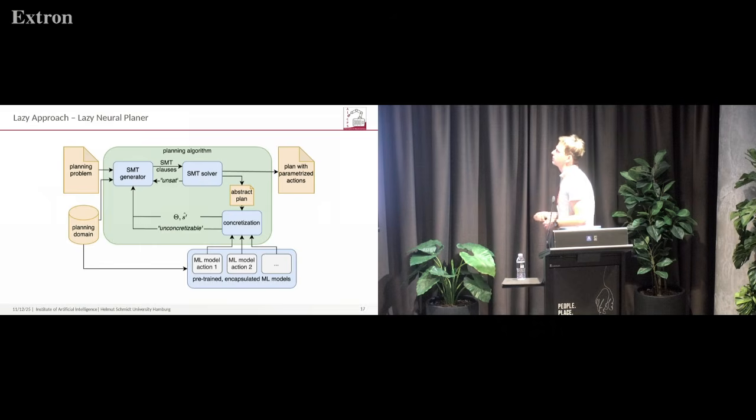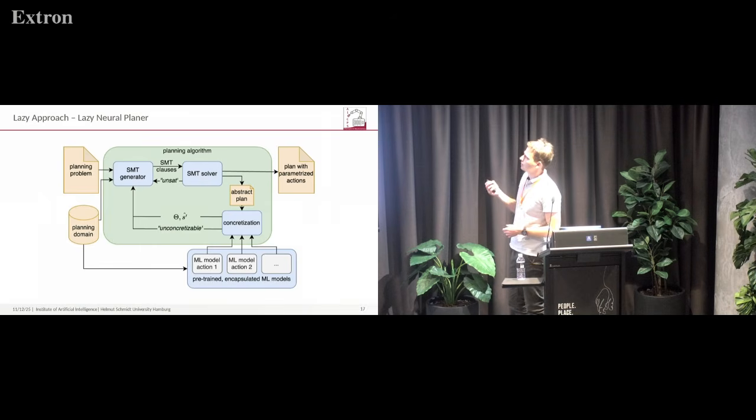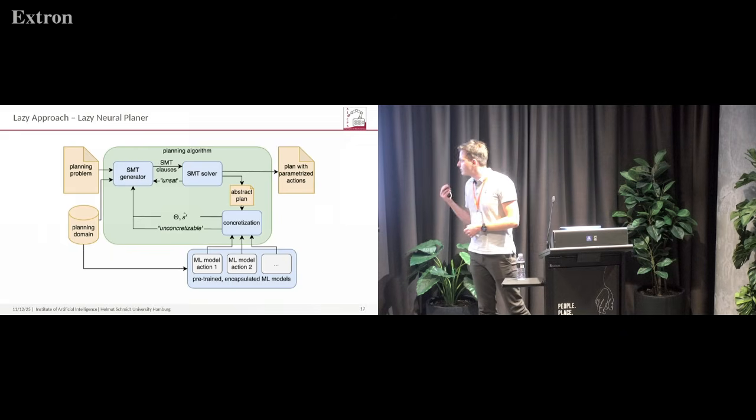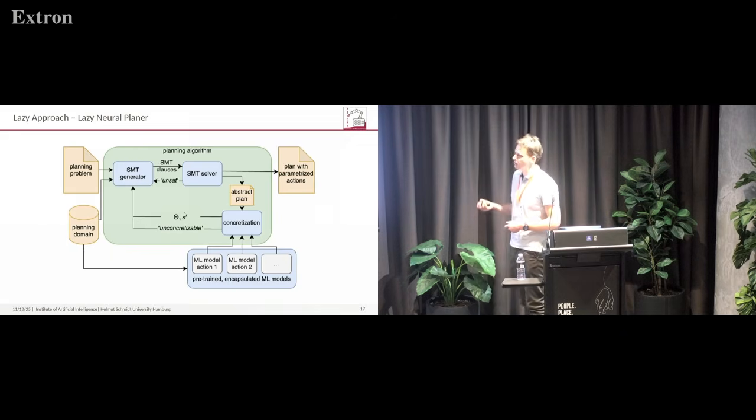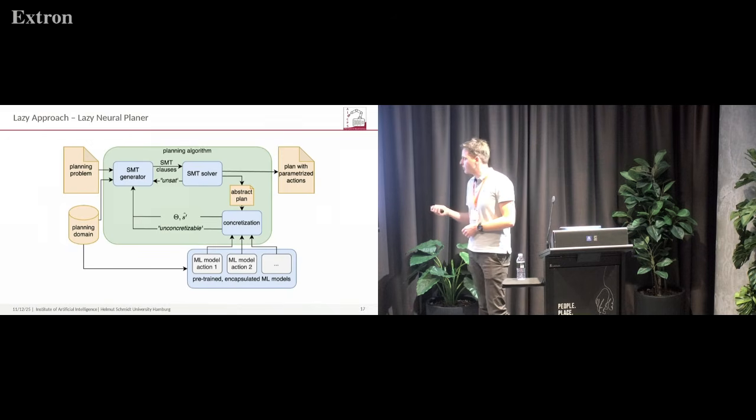But what are we doing when we finish the concretization? Either we get the result that there is no concretization, so it's unconcretizable. Then we add a blocking lemma and search for another plan. Or we get a concretization, which means we get a set of control parameters that actually leads from S to S prime. Well, there's one problem.